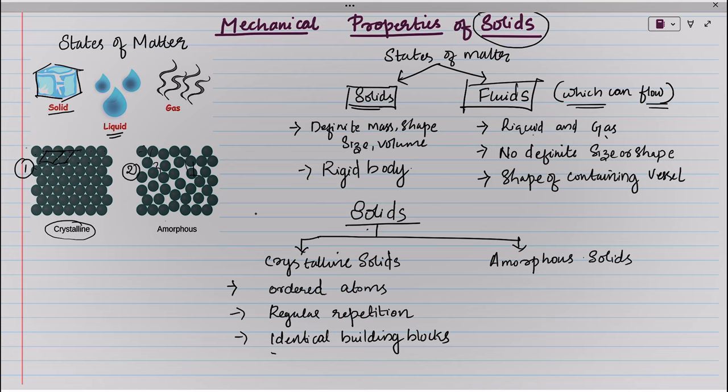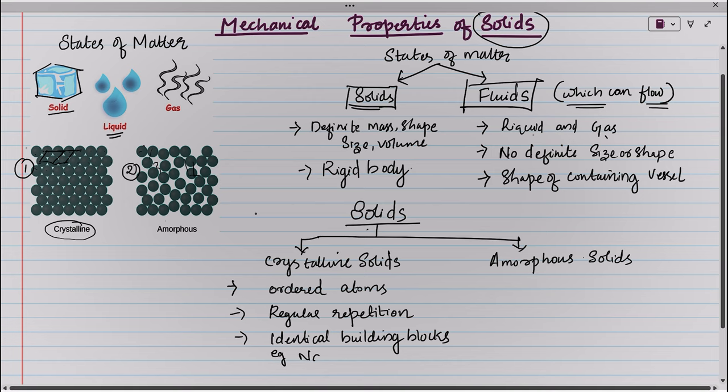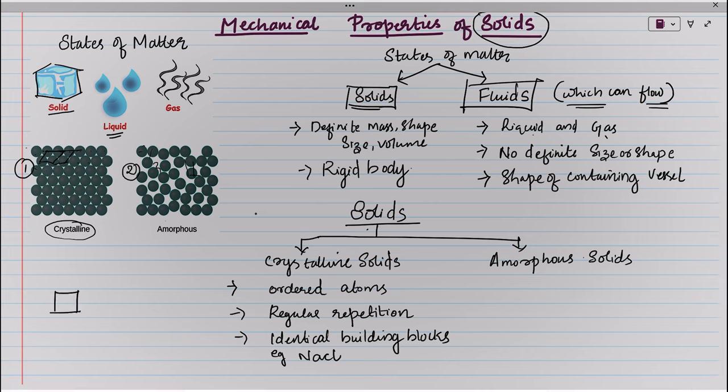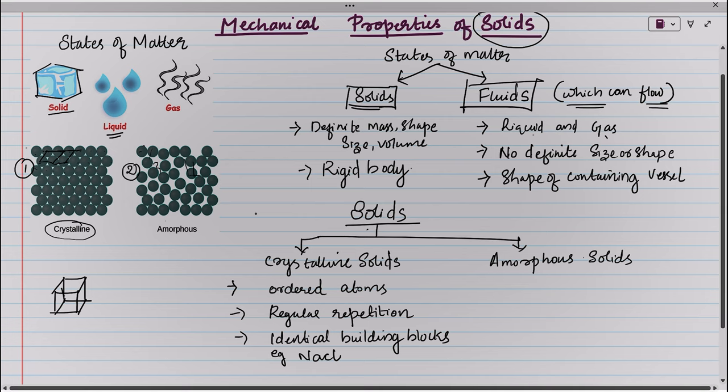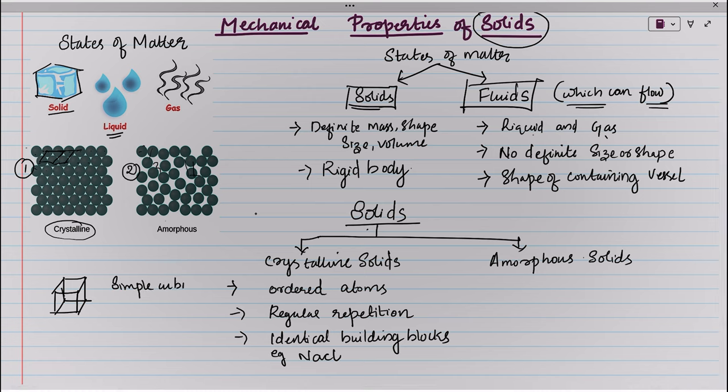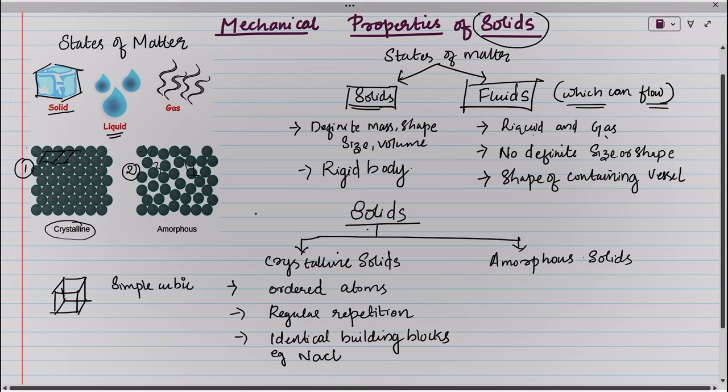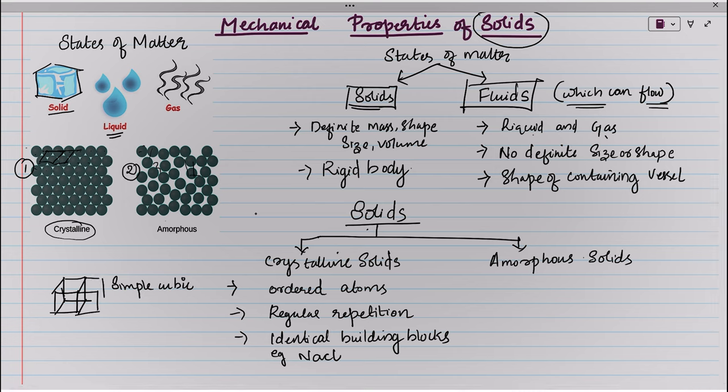For example, consider the case of NaCl. In NaCl, the atoms or building blocks are arranged in the shape of a simple cube. That is, we can say that the NaCl structure is simple cubic, and the building block is simple cubic in nature.